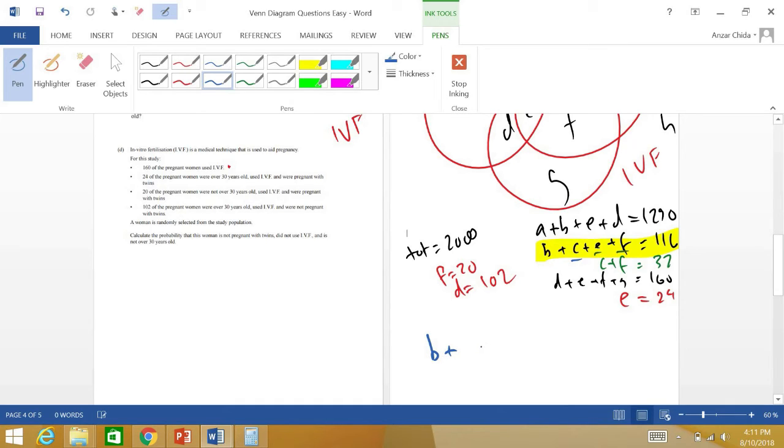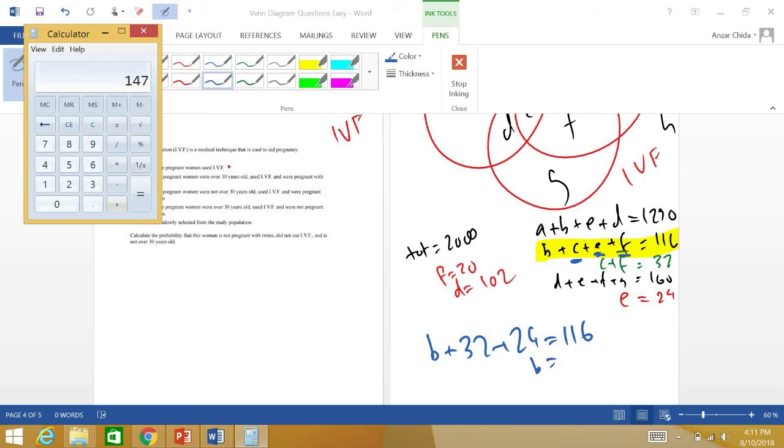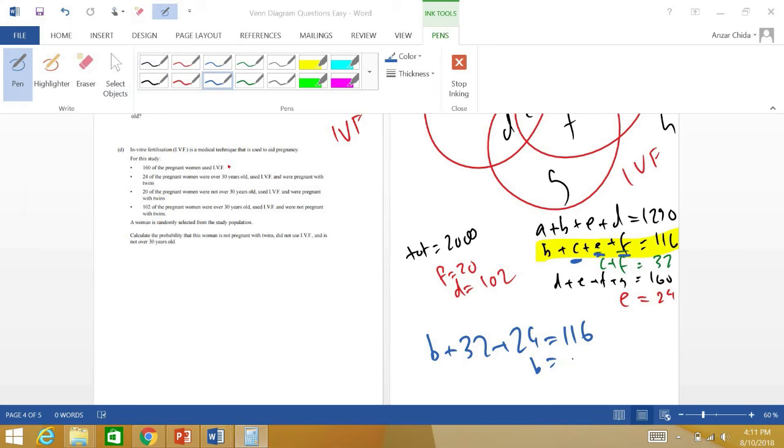B plus 32, which is C and F, and plus 24, which is E, equals 116. And so I get B equals, start again, 116 minus 32 minus 24. And that equals 60. Okay. Now that I have B equals 60, I've used up the yellow one. I found every single letter in the yellow one, so it's not useful.